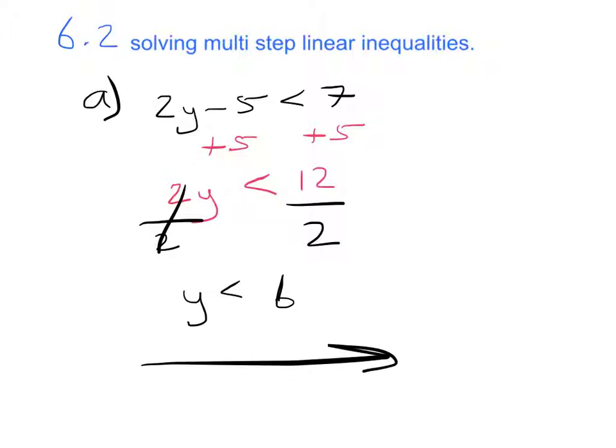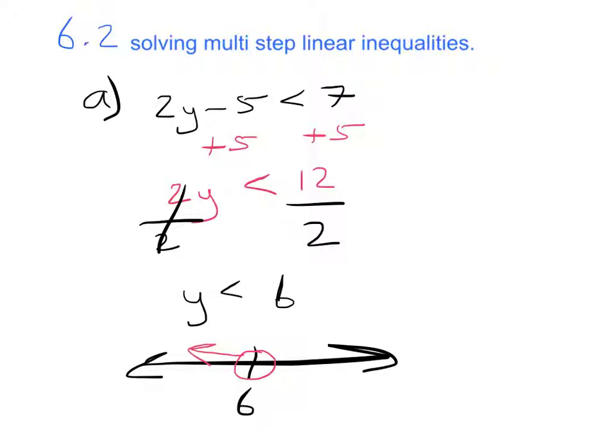We graph it. 6 is my important number. I have an open circle because there is no line under the inequality. And I know that y is on the small side, the pointy side, and so it's smaller than 6, which means I go to the left, and I'm done.